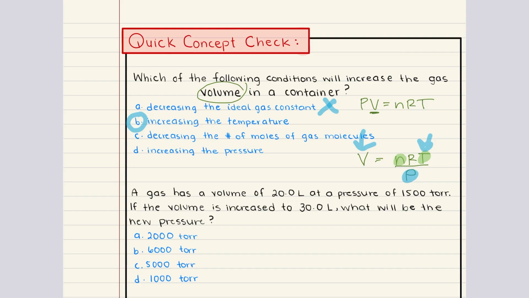C says decreasing the number of moles of gas molecules. This is going to be incorrect. Volume is directly proportional to the number of moles. So if you decrease n, you're also going to decrease volume, and that's not what we want. So C is incorrect. D says increasing the pressure. This is also incorrect. Volume and pressure are inversely related. So increasing the pressure would actually cause the volume to decrease, which is also not what we're looking for. So the answer to this problem is B.